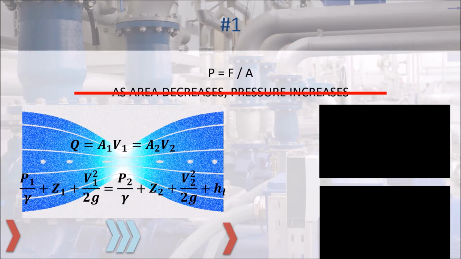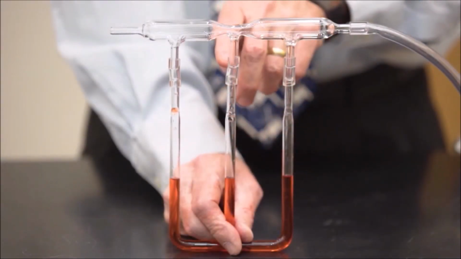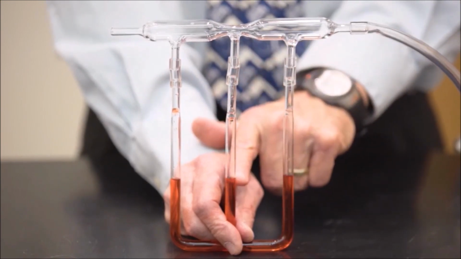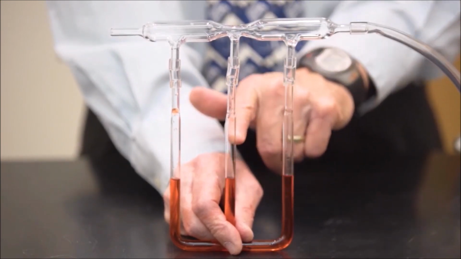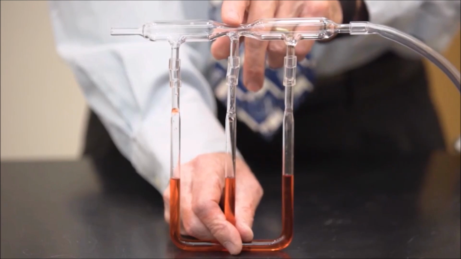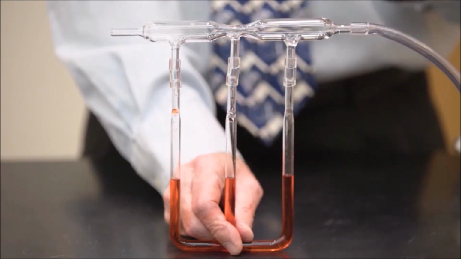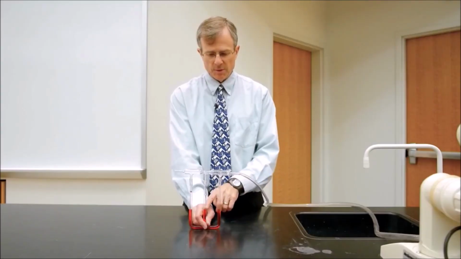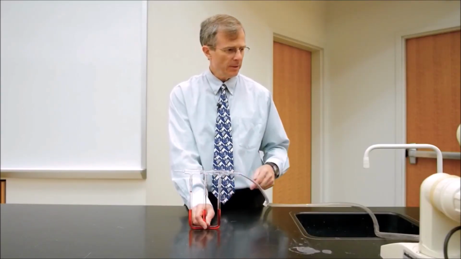Watch these videos. What you'll see is when we turn on the air, this column of water in the middle will rise because the pressure here is lower and essentially acts as a suction for the water. So this one will rise higher than either of the other two.